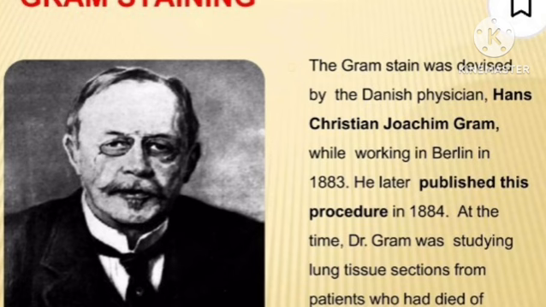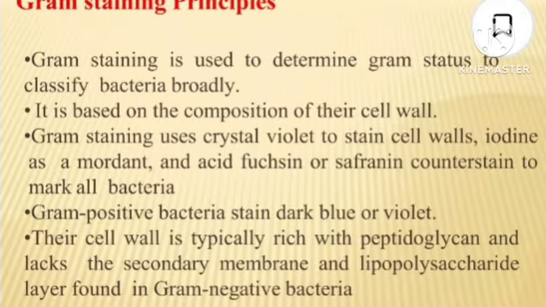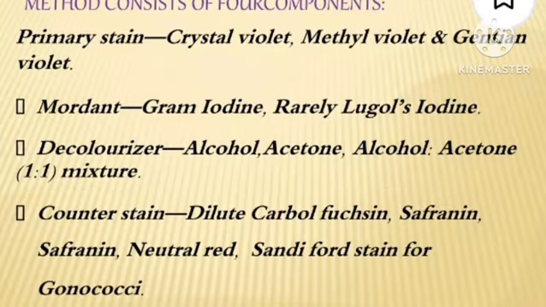Gram staining was developed by Hans Christian Joachim Gram, while working in Berlin in 1883; he later published the procedure in 1884. Dr. Gram was studying lung tissues. The principle: Gram staining is used to determine the Gram status to classify bacteria broadly. It uses crystal violet to stain cell walls, iodine as a mordant, and acid fuchsin or safranin.